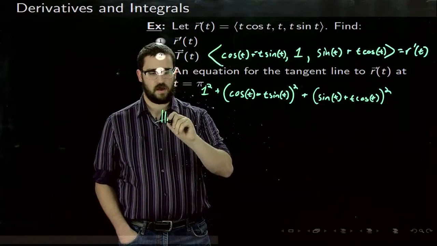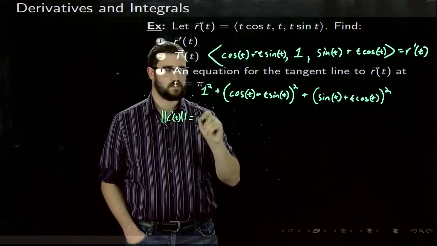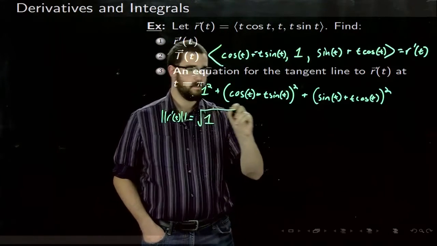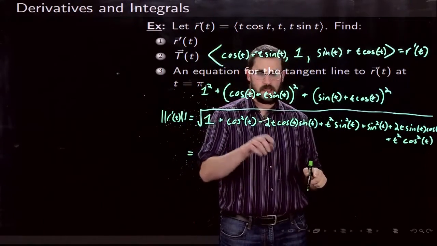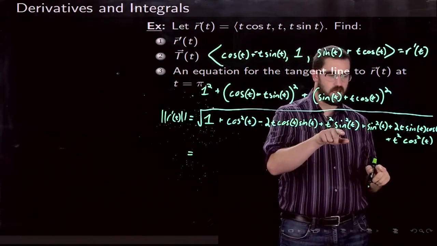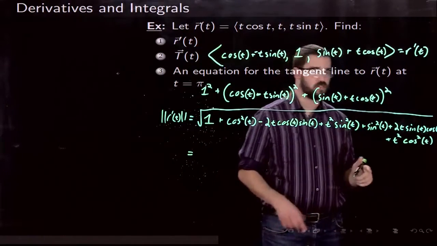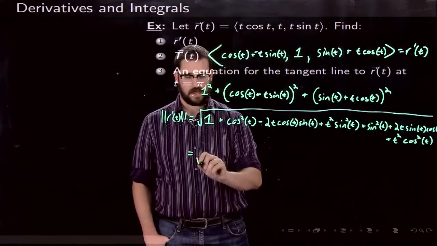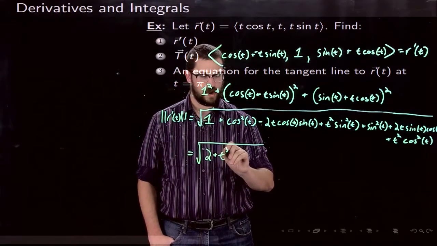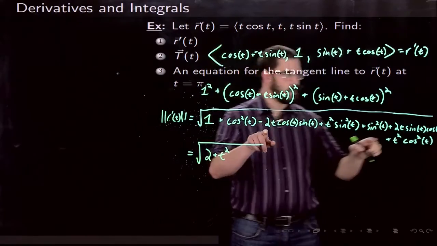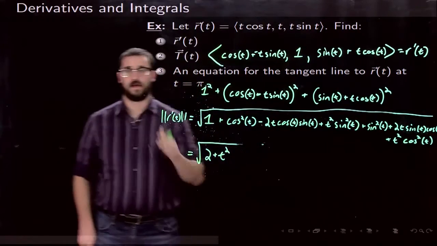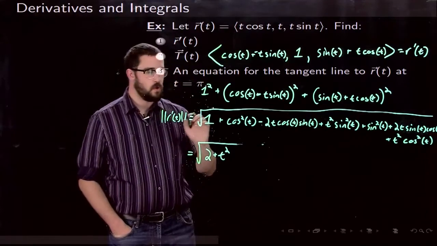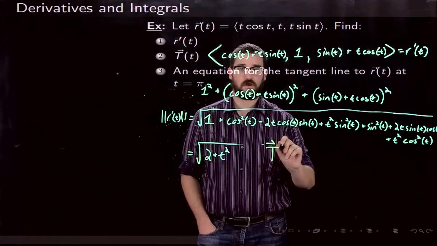So the magnitude of r prime of t will just be the square root of 1. Luckily, this simplifies out a little bit because cosine squared plus sine squared is just 1. And therefore, also, t squared sine squared plus t squared cosine squared would just be t squared. So we end up getting 2 plus t squared. Now we have a minus here and a plus here, so that's going to cancel out. So we get the square root of 2 plus t squared. A lot simpler, right?